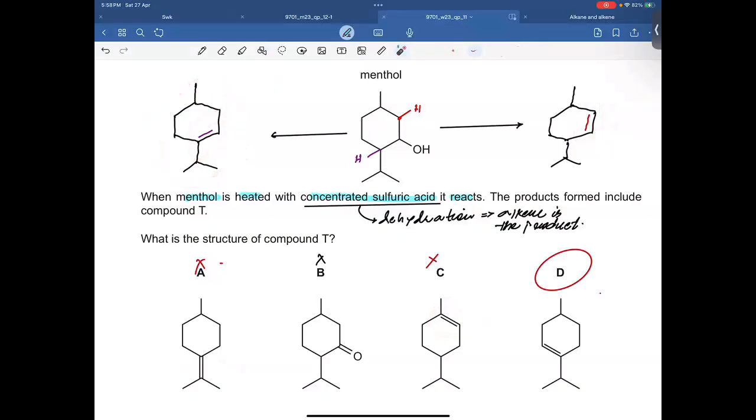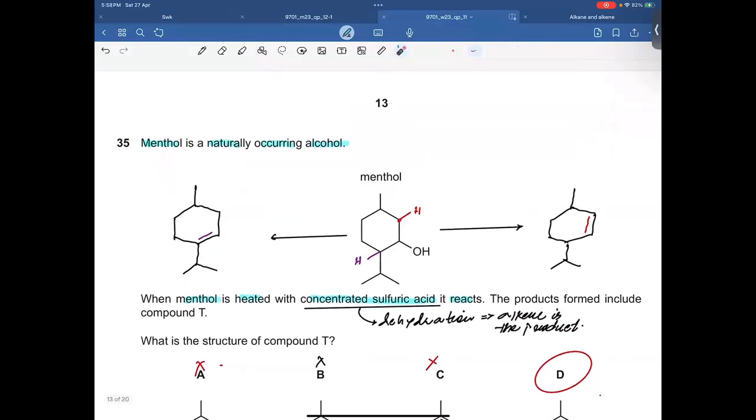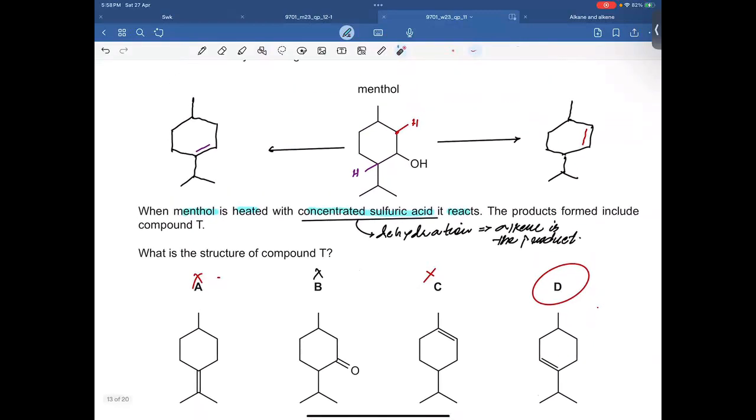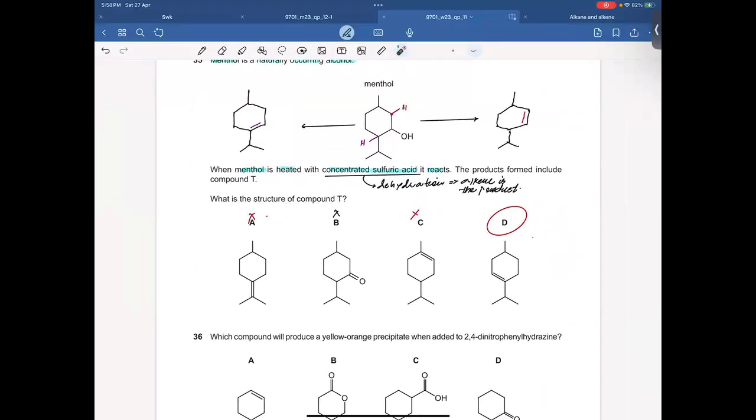Examiner shows the structure here. So I have made the pi bond over here in the cyclic ring. Examiner shows the pi bond here in the cyclic ring. Why? Because this molecule has symmetry. This molecule has symmetry. So if you rotate this, you will get the same structure. Okay, so it doesn't make any difference.